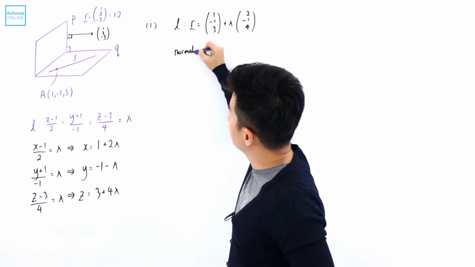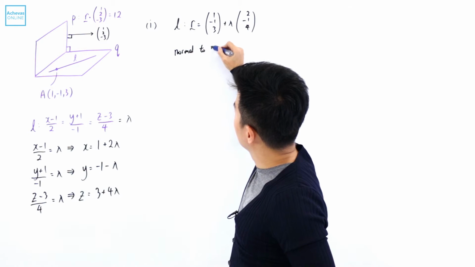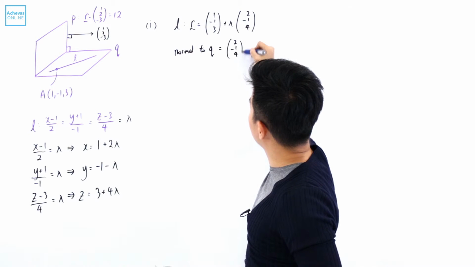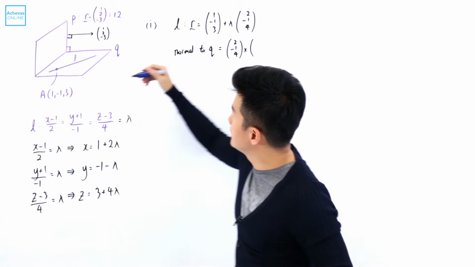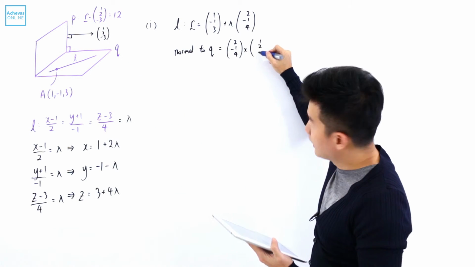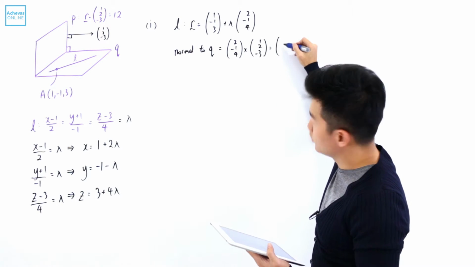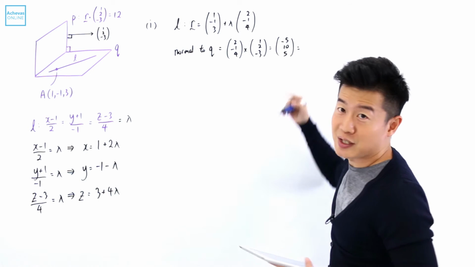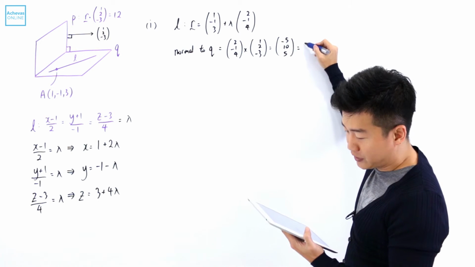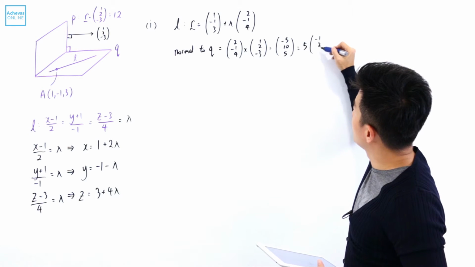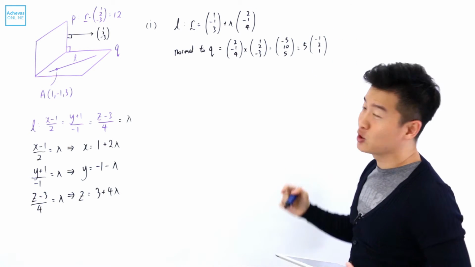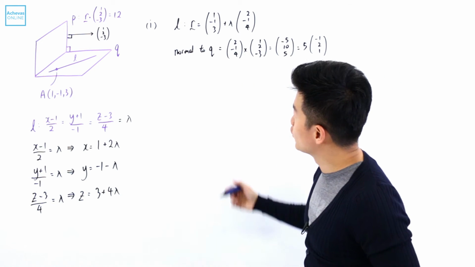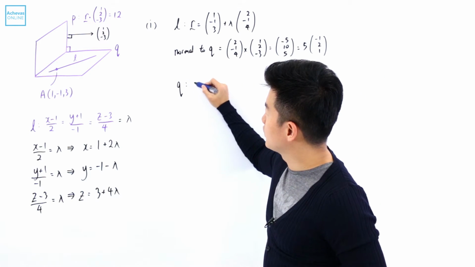The normal vector to plane Q can be obtained by taking (2, minus 1, 4) cross (1, 2, minus 3), and I'm going to get (minus 5, 10, 5). I'm going to simplify this. If I factorize out 5, I'll have (minus 1, 2, 1), and this is the vector that I'm going to take as the normal vector to the plane Q, which means that Q will look something like this.